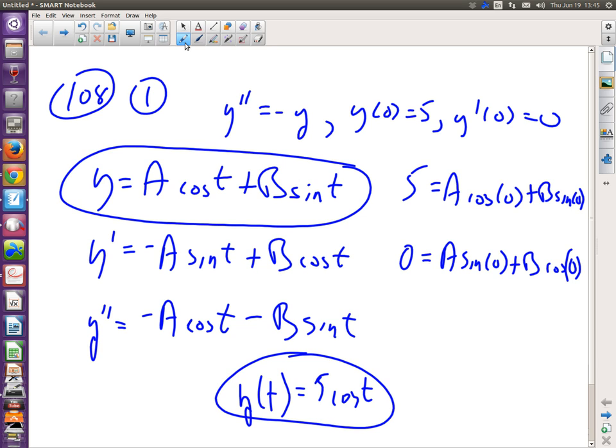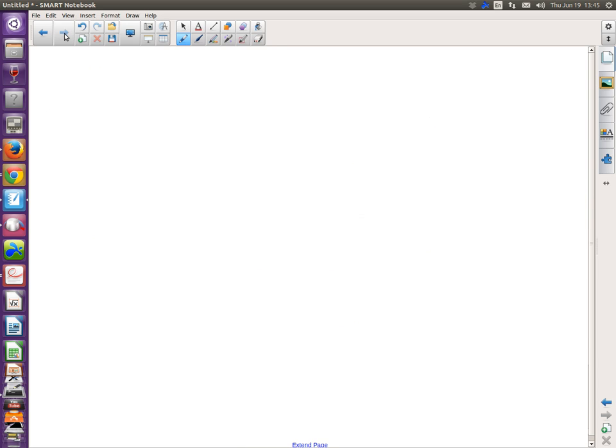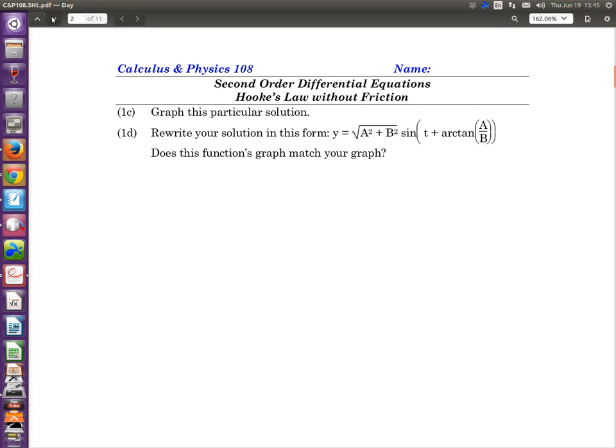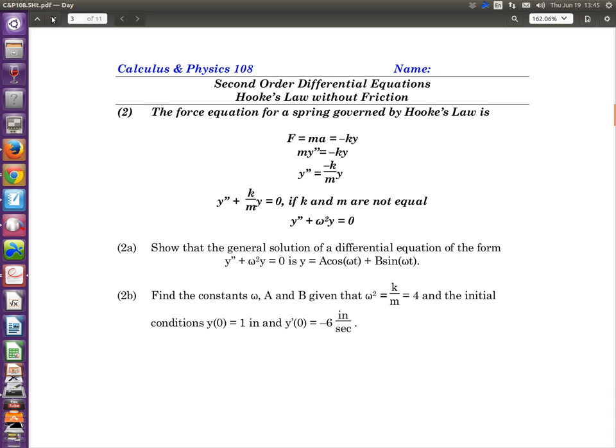Alright, let's try another one like that. Number 2. Let's see, what's number 2? Number 2 says the force equation for a spring governed by Hooke's law is all the same stuff. But now let's say that k doesn't equal m, and we can write y double prime equals negative ky over m as y double prime plus k over m y equals 0. And just for general sake, let's call that constant k over m omega squared. You'll see why in a minute.